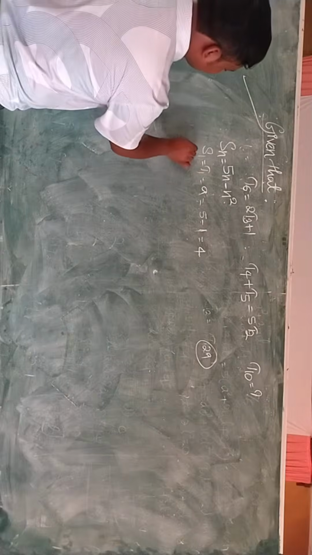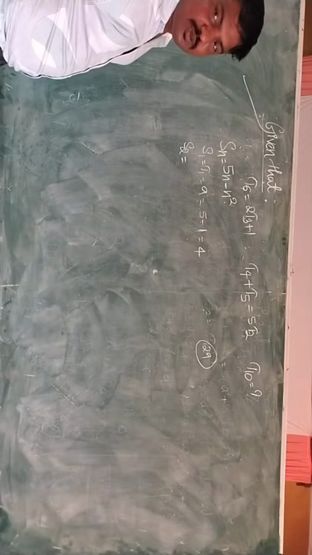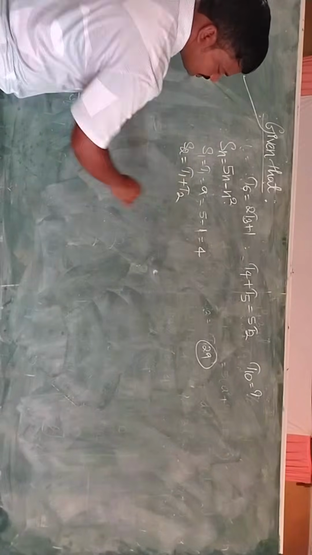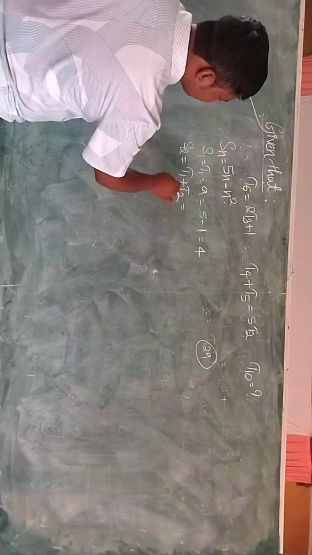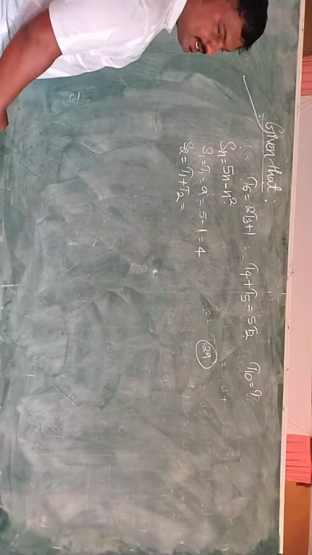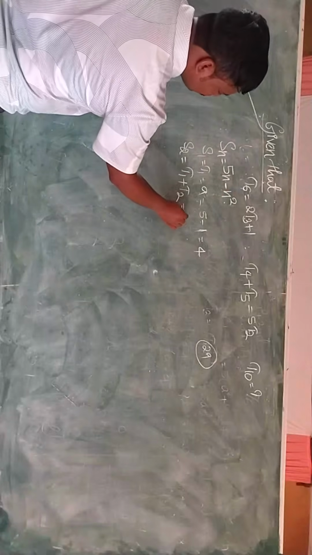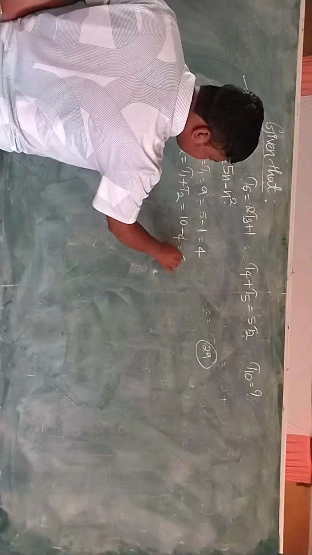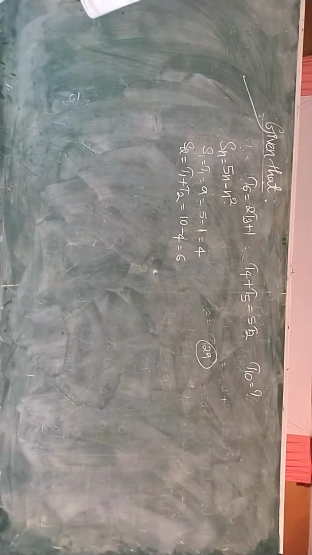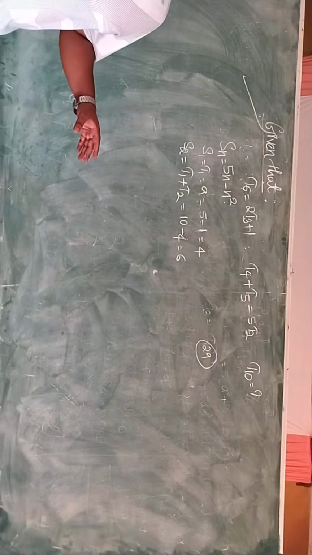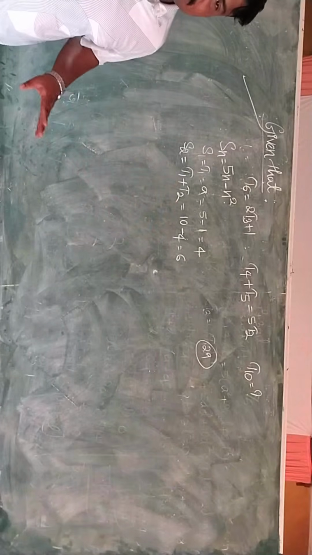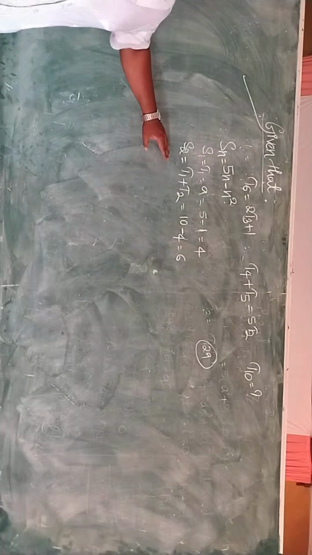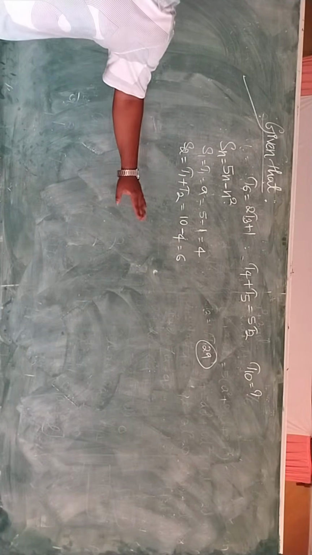Next, S2 you can calculate. What is the meaning of S2? Sum of first two terms, that is T1 plus T2. Just substitute 2 in 5n minus n square. 5 into 2 is 10, 2 square is 4, 10 minus 4 is 6. What is this 6? Not the second term. It is the sum of the first and second terms. S2 is not T2. S2 is the sum of first two terms.